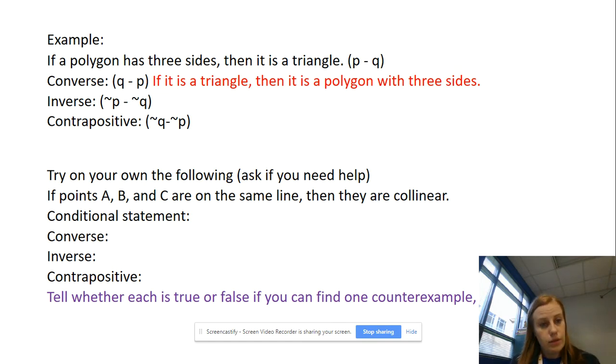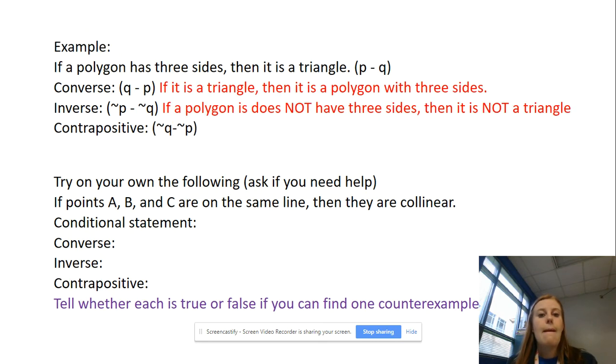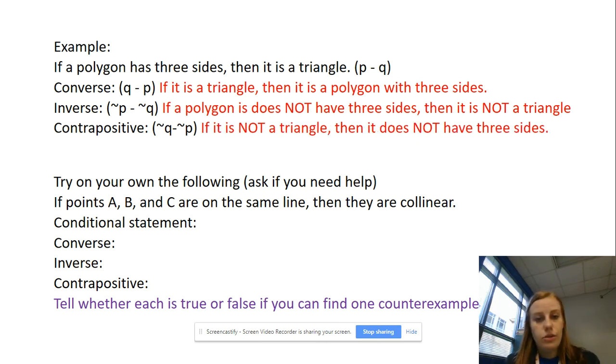So let's look at the inverse. We said the inverse relates to the original conditional statement. So I'm looking at if a polygon has three sides, then it is a triangle. But I'm adding in not. If a polygon does not have three sides, then it is not a triangle. The contrapositive, we're going back to the converse. If it is a triangle, then it is a polygon with three sides. Now we're going to add in not. If it is not a triangle, then it does not have three sides.